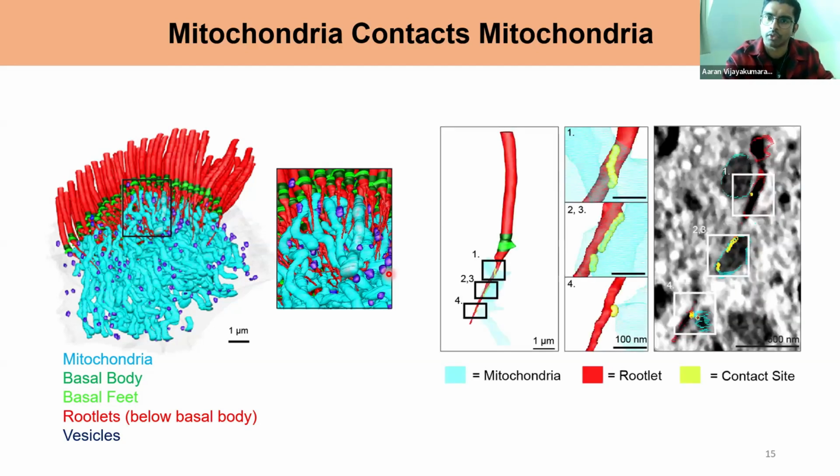Now, the rootlets were either found to wrap around the mitochondria or even have a kiss and touch physical interaction as well. And we actually found across 4 differentiated cells that 50% of the rootlets make at least one contact with the mitochondria in human airway multiciliated cells.